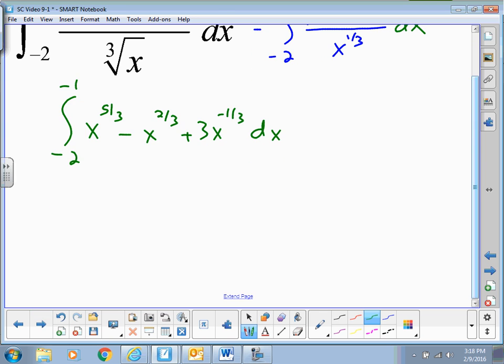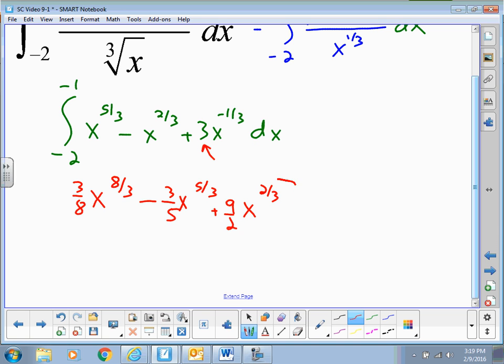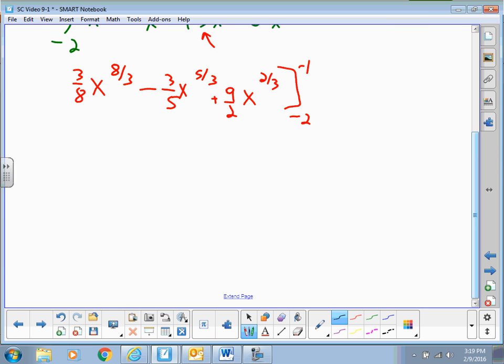This makes us now ready to take our antiderivative. We'll have x to the 8/3, and then out front we will need 3/8. We'll have x to the 5/3, and out front we will need 3/5, which was negative. And then we'll have x to the 2/3. And then we'll have 3/2 times 3 there, which will actually give us plus 9/2. And we're evaluating that from -2 to -1.